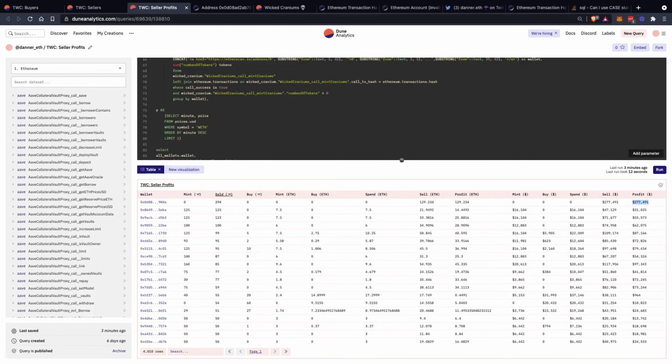Ran away with almost, well, I'm not going to say ran away with, it's good business. They made almost 300K in Wicked Cranium sales here. The only thing that I don't like about this is we're not really properly capturing the fact that they did mint 300. So somehow we need to handle the transfers of all of these.